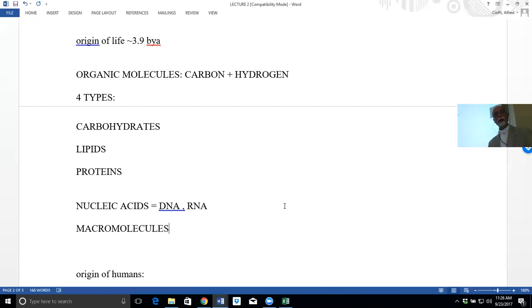So when we go back 4 billion years ago, what was the Earth like? It had a crust that was cool enough to have liquid water. All right, so what is the temperature of liquid water? Has to be a range from 0.